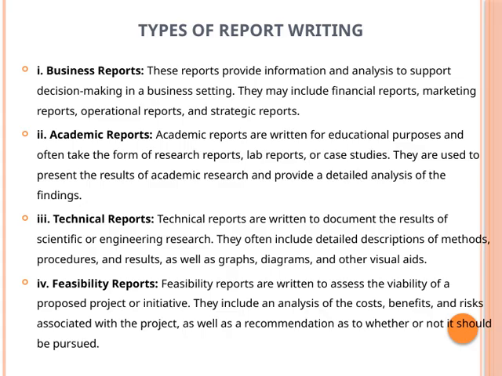Now, let's take a look at the different types of report writing and understand their key features. First, we have business reports. These are essential tools for decision-making within a company. They include financial reports, marketing reports, operational reports, and strategic reports, all designed to provide clear information and analysis to guide business decisions. Next, we have academic reports. These are primarily for educational purposes. They often come in the form of research reports, lab reports, or case studies. The goal here is to present the results of academic research in a detailed and organized way, allowing others to understand and evaluate the findings.